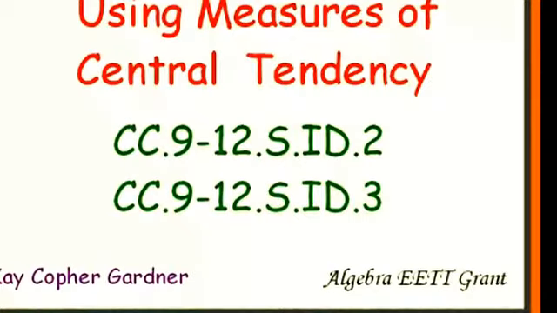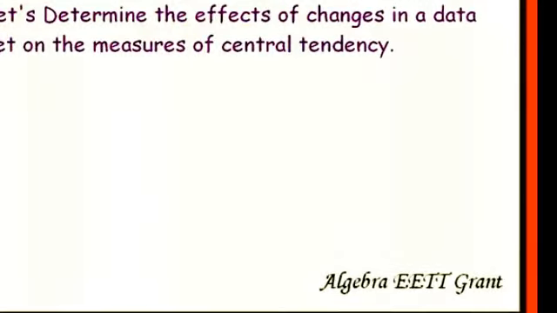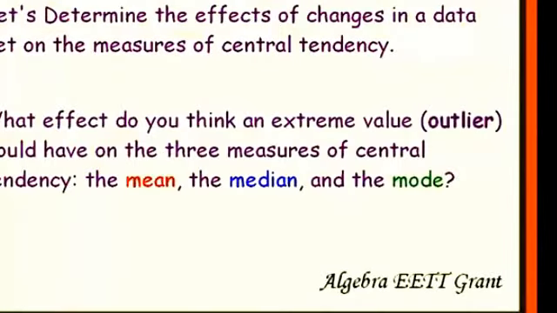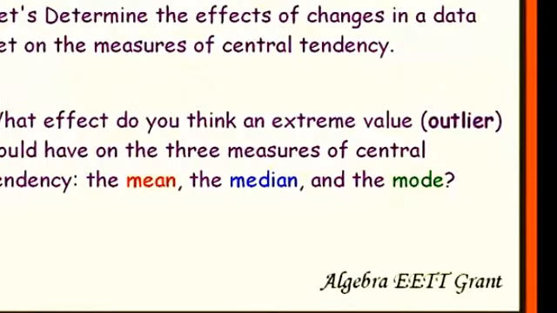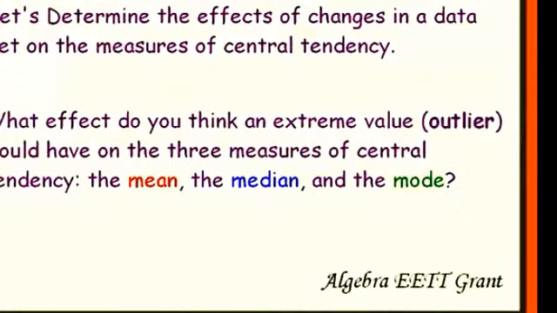2 and S.ID.3. Let's determine the effects of changes in a data set on the measures of central tendency. Well, what effect do you think an extreme value, an outlier, would have on the three measures of central tendency? The mean, the median, and the mode. Remember, the mean is the average. The median is the middle number, and the mode is the number that occurs the most often.